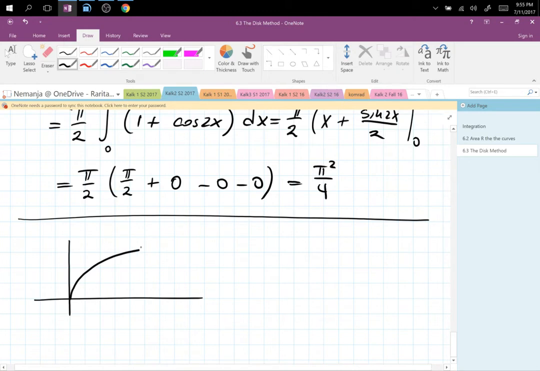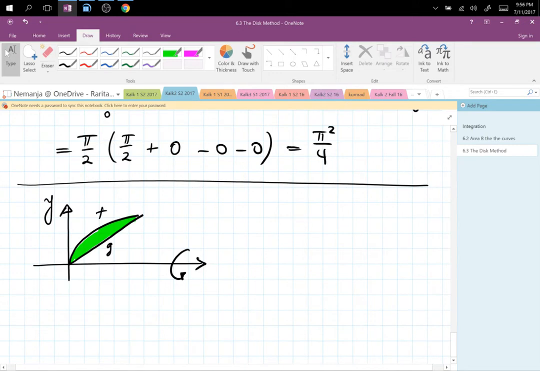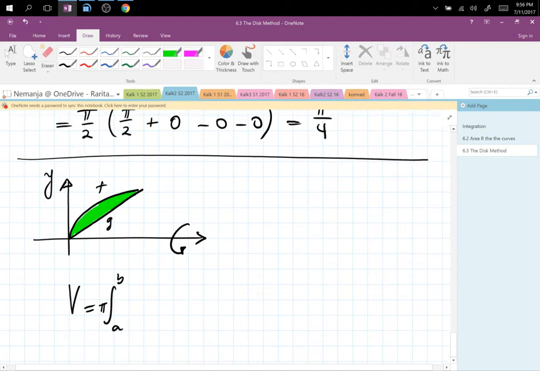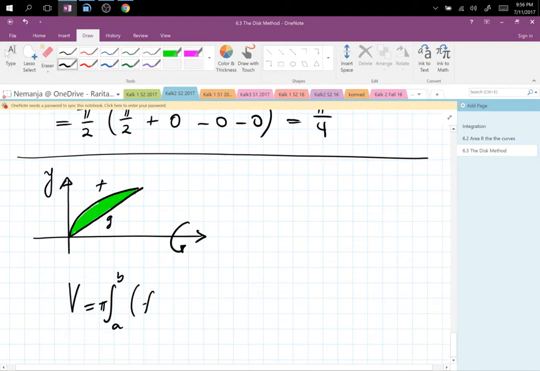So let's say that you have a square root function and a linear line. That will create this area in between. The top one is f, the bottom one is g, and we are rotating again on the x-axis. Now this is going to create a shape that has a hole inside, right? It's hollow inside. So the volume for such a shape is again pi in front, integral from a to b of f squared minus g squared dx.